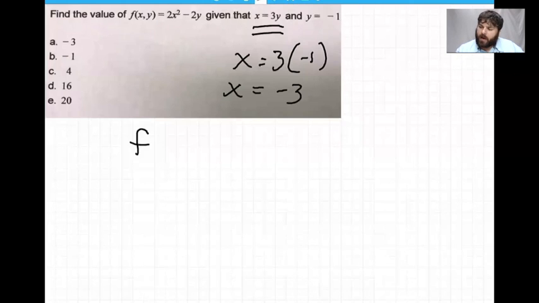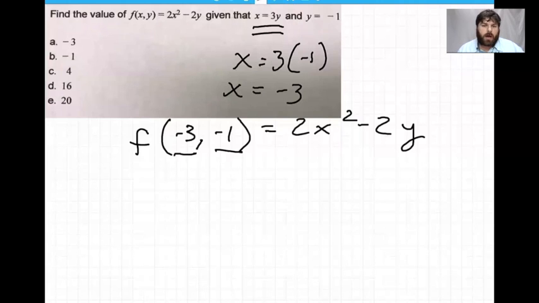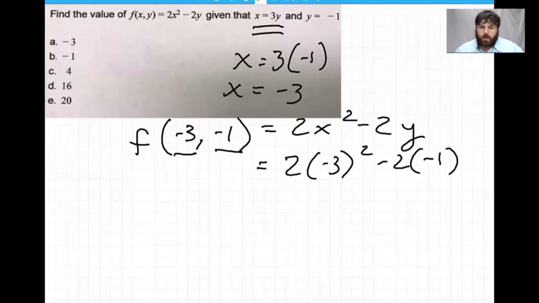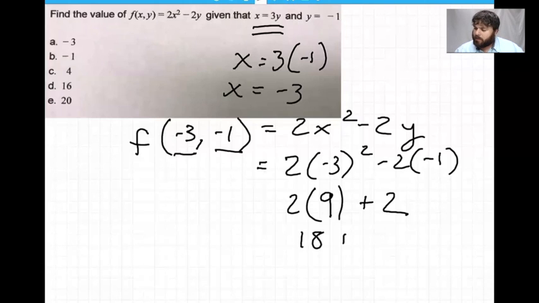So when I find f of x, y, I know x is negative 3 and y is negative 1. Now you don't have to write this, what I just wrote, but I'm just showing you that this is the x and this is the y that we're using. So I do 2 times x squared minus 2 times y. Don't forget, don't multiply the 2 inside there first. You have to do the order of operations here. So you're going to square the negative 3. That gives you a positive 9. 2 times 9 plus 2, right? 2 negatives there make a positive. So we get 18 plus 2, which is 20. And so our answer is E, 20.